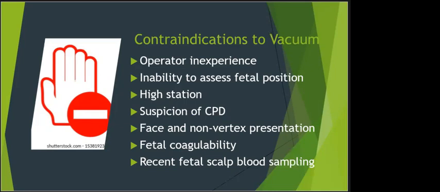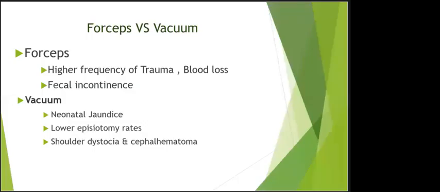You are thinking that there could be cephalopelvic disproportion. It is a face presentation or non-vertex presentation. Then you cannot do vacuum extraction. There's fetal coagulopathy. And the baby had recent fetal scalp blood sampling, and you cannot do vacuum extraction. Which one is superior, the vacuum or the forceps?